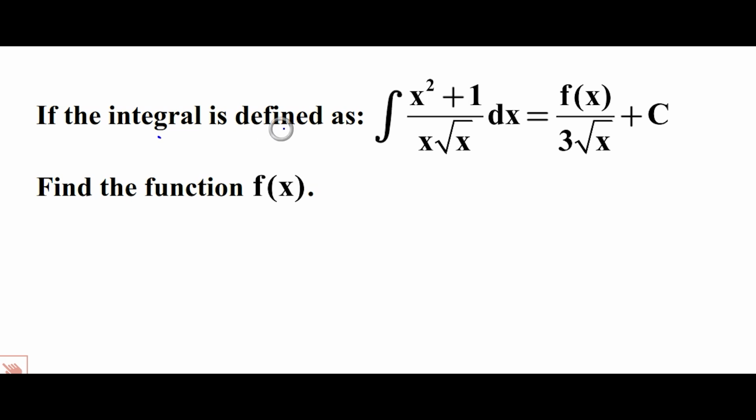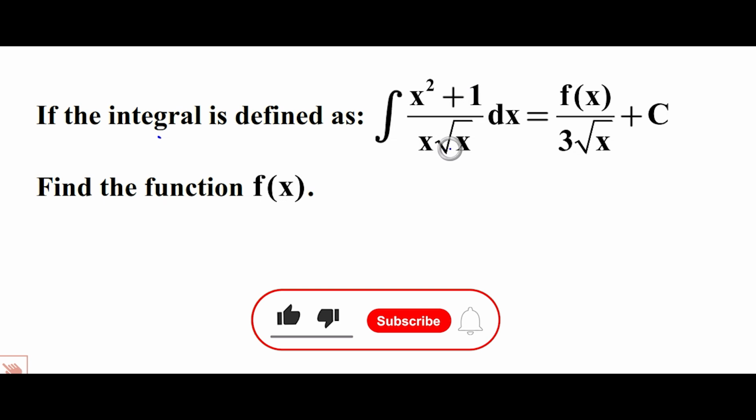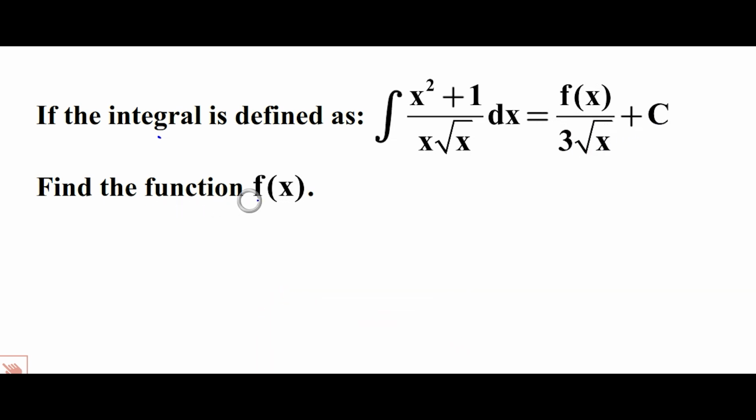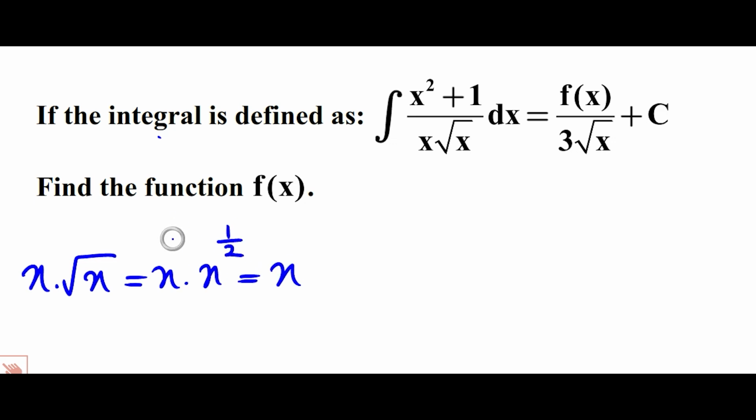If the integral of (x squared plus 1) over x times the square root of x dx equals f of x over 3 times the square root of x plus c, find the function f of x. First, simplify the denominator: x times the square root of x equals x times x to the power of 1/2 equals x to the power of 1 plus 1/2, which is 3 over 2, right?